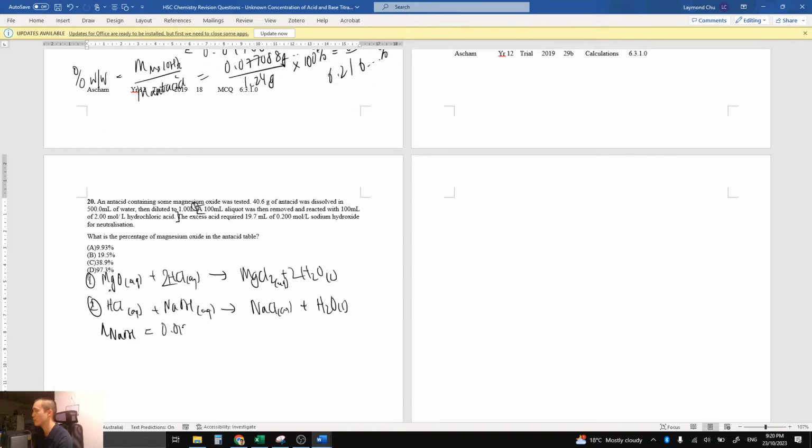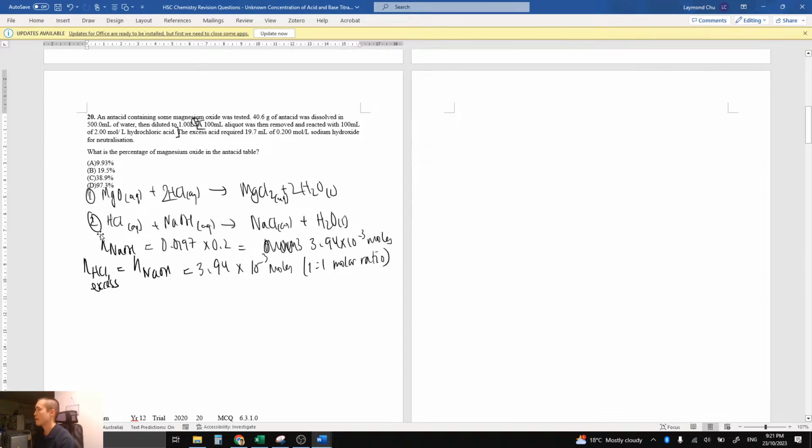which is 0.0197 times 0.2, which is 0.003. Let's switch that to scientific notation. Moles, and we know that's the same as what's being excessed, because it's a 1-to-1 molar ratio.